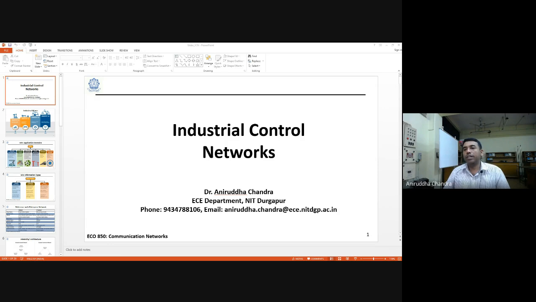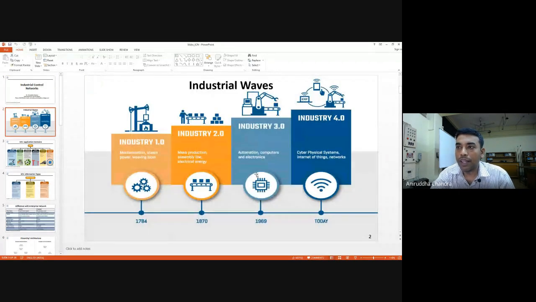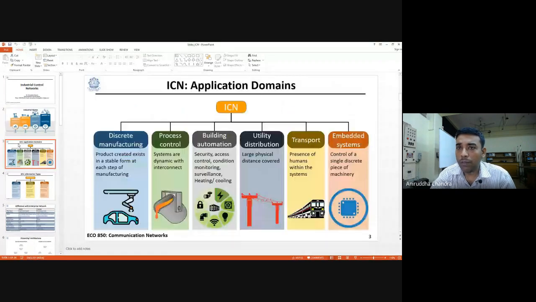On Monday, we talked about the basics of industrial control networks, where we started with the industrial webs, like what we mean by industry 1.0, 2.0, 3.0, and 4.0. Then we talked about the application domains of ICN. We have either discrete manufacturing, or we can have process control, building automation, utility distribution, transport, and embedded systems.